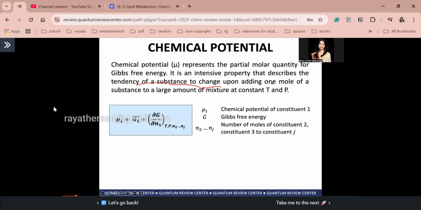It measures the change as we add 1 mole of a substance to a large amount of mixture at constant T and P. So guys, the requirement is that you add a small amount of the substance, 1 mole of a substance, to a large amount of mixture, given that temperature and pressure are constant. So how do we get the chemical potential?